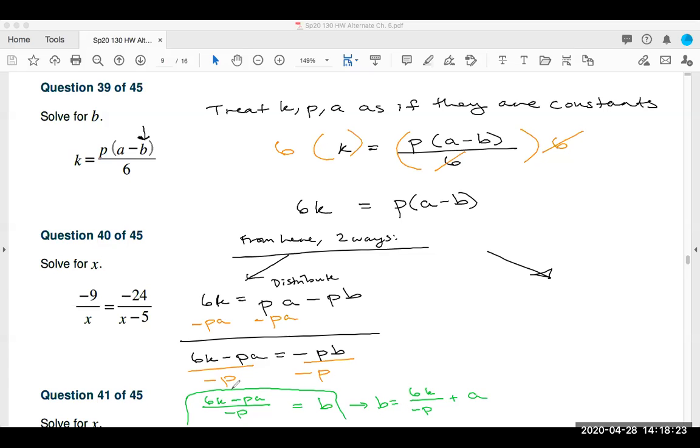Okay, remember you can separate. Maybe I should take it back one more step. So 6K divided by negative P. And then you have minus over minus, which becomes a plus. You have PA over P. That was terrible. So let me actually just do this. Let me leave it in this form for right now. And then let's look at the second way.